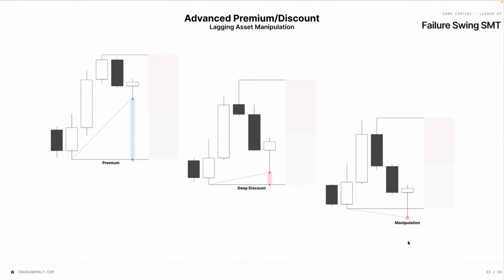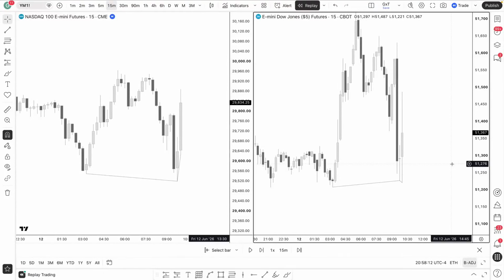If it's making that deep run through the low, then that means typically that middle asset is also going to break the SMT. But if the lagging asset is actually manipulating it, then of course, if the weakest asset is going to reverse here, then of course that middle asset will not reach this low, right? So it's really simple. If we're actually manipulating that range low with that lagging asset, the middle asset will not break this SMT.